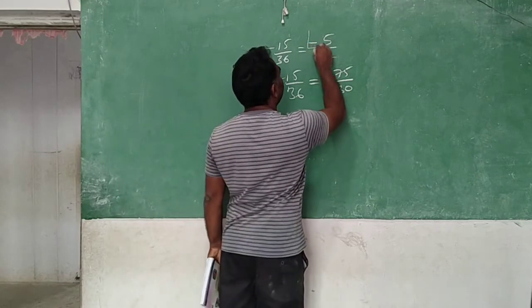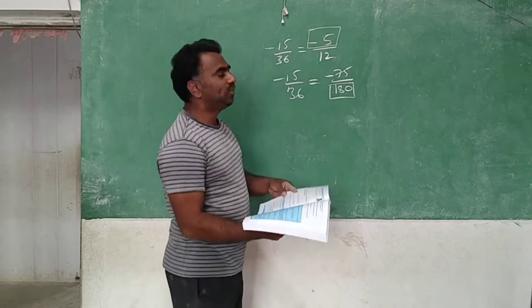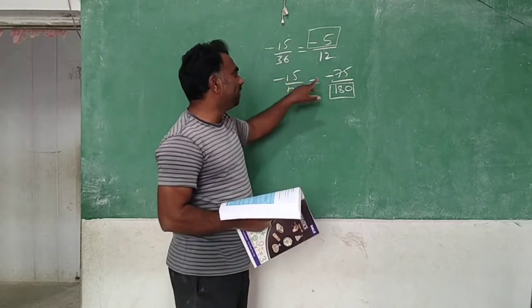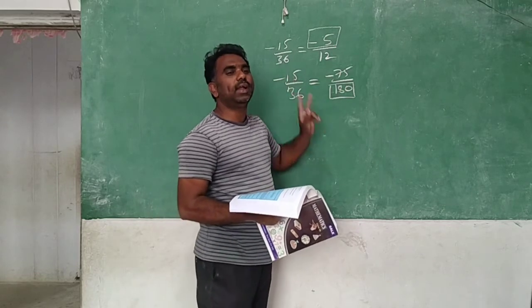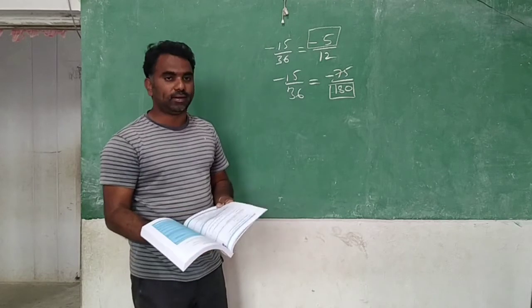In this you have found this one. He has given the denominator here, and you found the numerator. Here he has given the numerator and you found the denominator. Okay, this is the way of doing that.